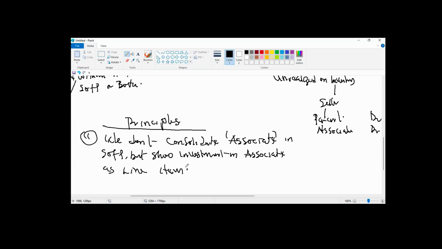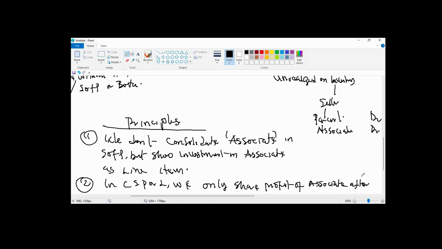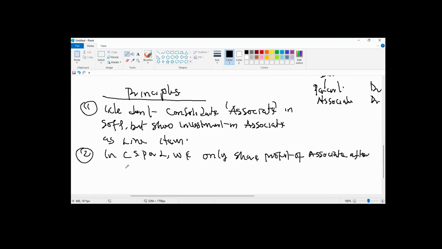So, in the consolidated statement of profit or loss, we only share profits of associates after tax. After tax. That is a line item in the P or L. That is all. So let's go to a question.